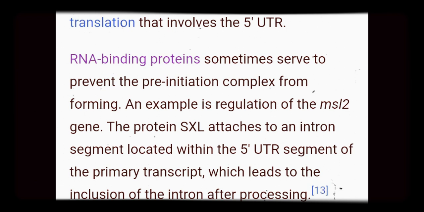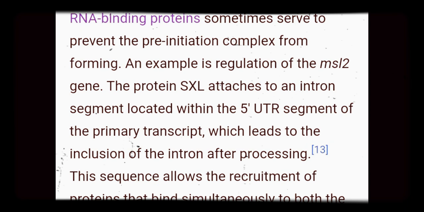An example is the regulation of the MSL2 gene. The protein SXL attaches to the intron segment located within the 5' UTR segment of the primary transcript, which leads to inclusion of the intron after processing. So sometimes RNA binding proteins prevent this 48S pre-initiation complex from forming. The best example is the regulation of the MSL2 gene. How is the MSL2 gene regulated?